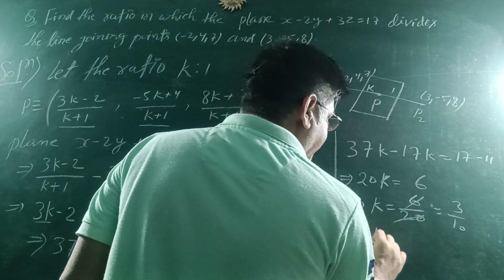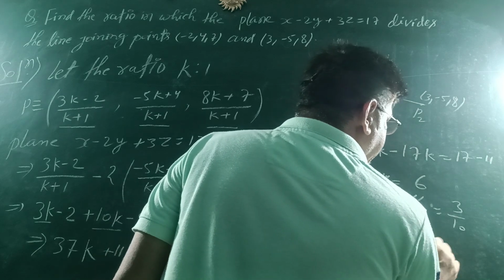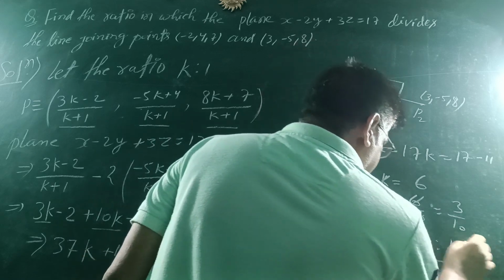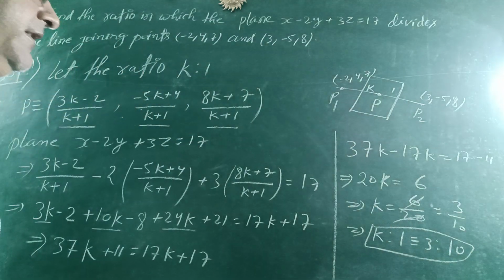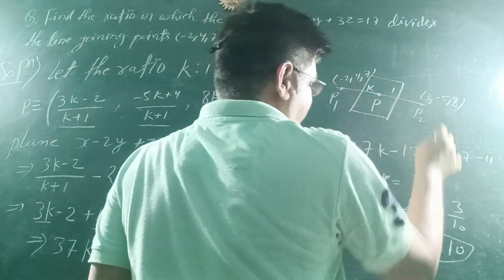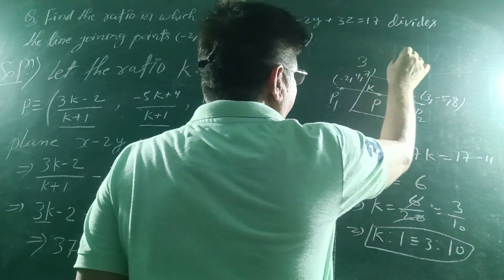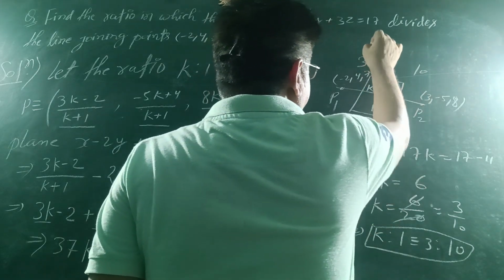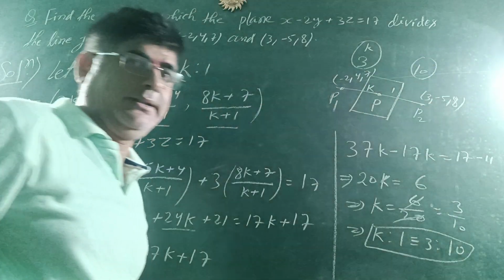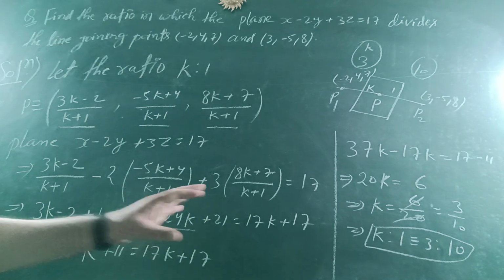It means the ratio of K ratio 1 is similar to 3 ratio 10. The given plane divides the line joining the 2 points P1 and P2 in the ratio 3 to 10. Here k equals 3 and 10. So the final answer is the ratio 3 ratio 10.